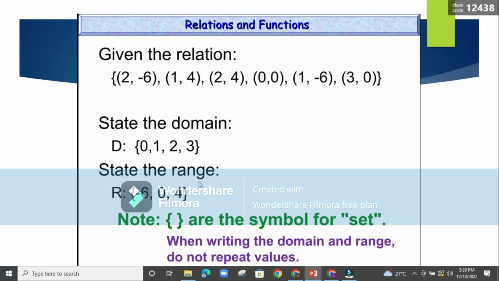Now how about stating the range? Still from least to greatest. Let's start with -6, followed by 4, 0, -6, and 0. So 0 and -6 appear twice, so we'll write each once. So you have -6, 0, and 4. Note again that these braces are the symbol for set. When writing the domain and range, do not repeat values. So you have to take note of that.